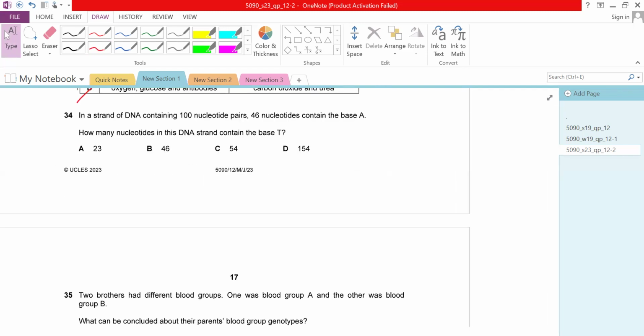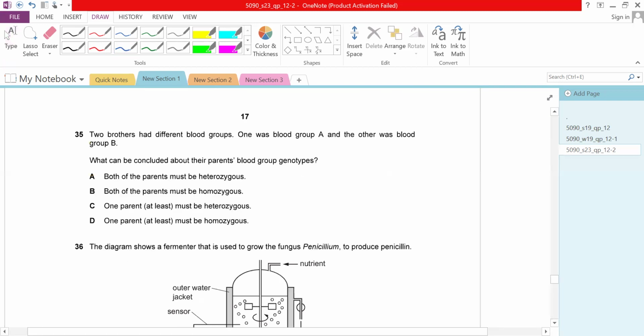Question 34. A strand of DNA contains 100 nucleotide pairs, 46 nucleotides contain A bases. How many nucleotides in the DNA strand contain the T bases? So A and T make a pair in DNA, AT, CG. If the A is 46, so T will also be 46.